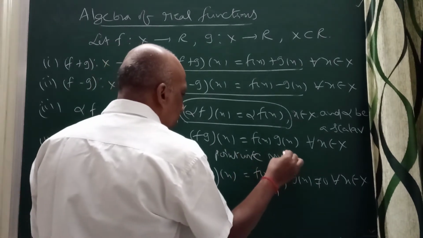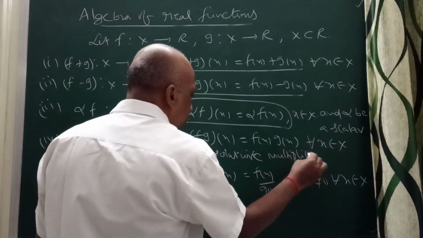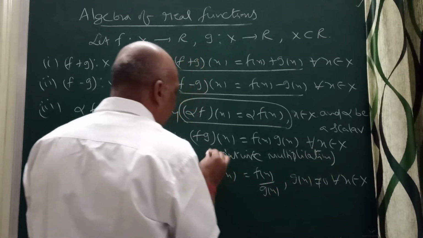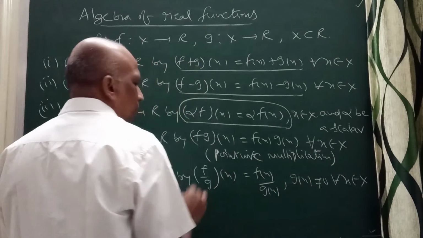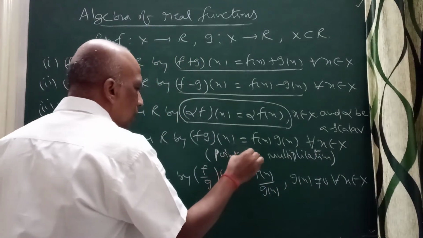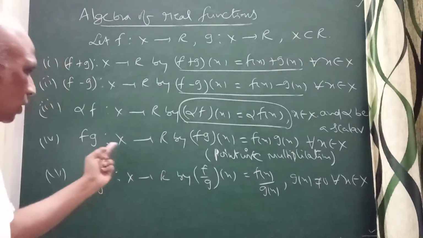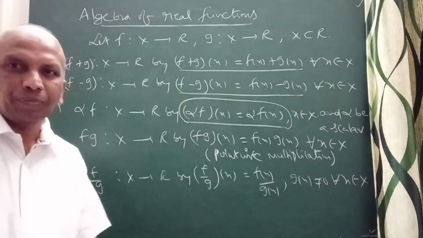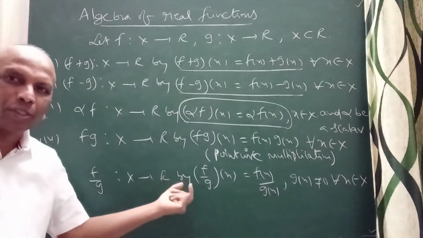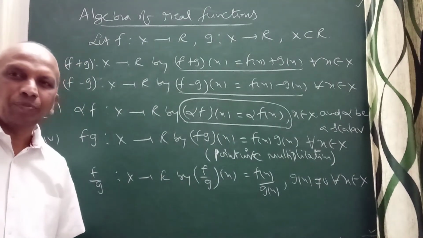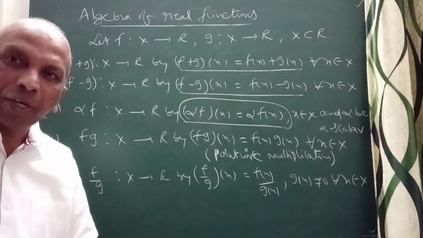Point-wise multiplication. This product of two functions is called point-wise multiplication. This is the quotient of two functions.